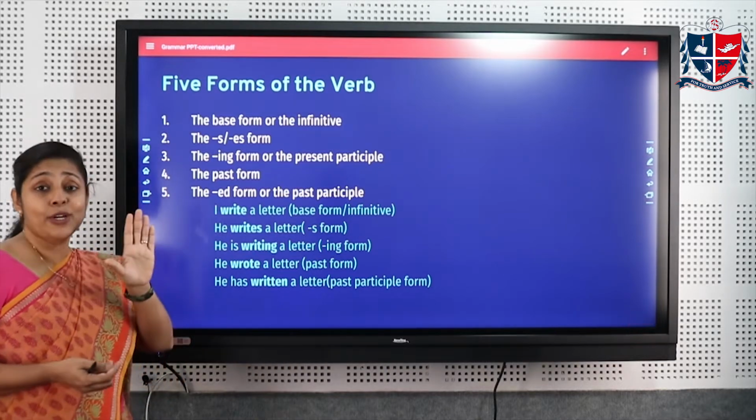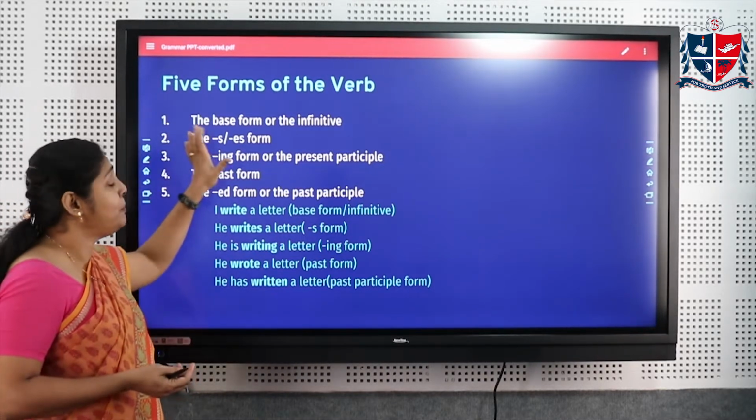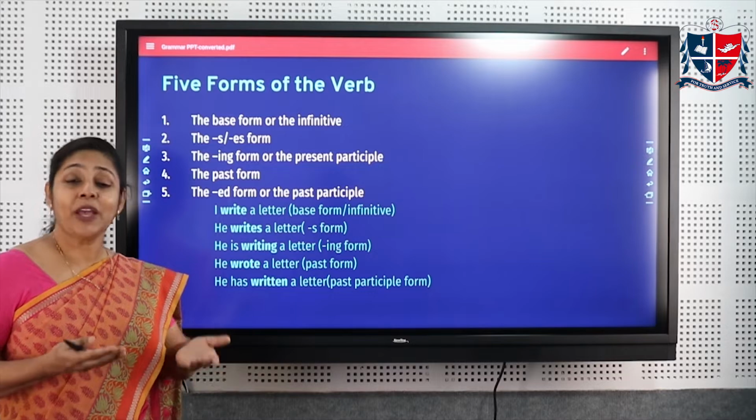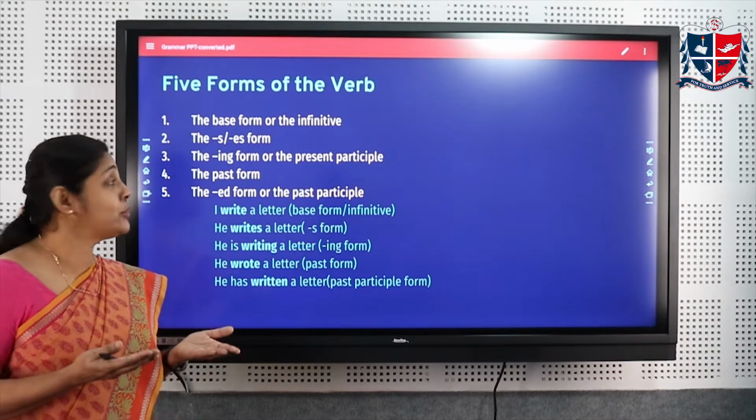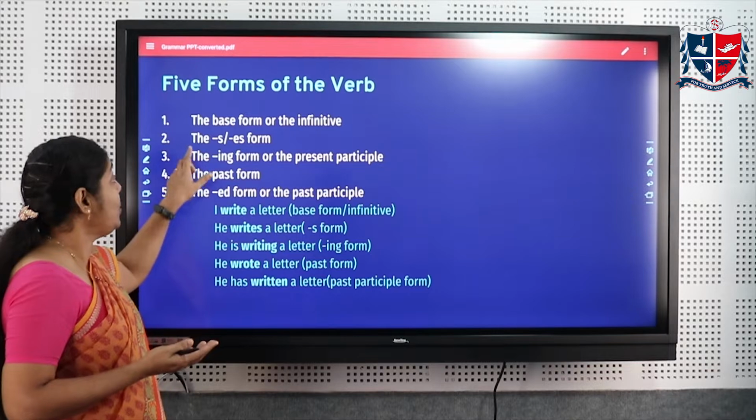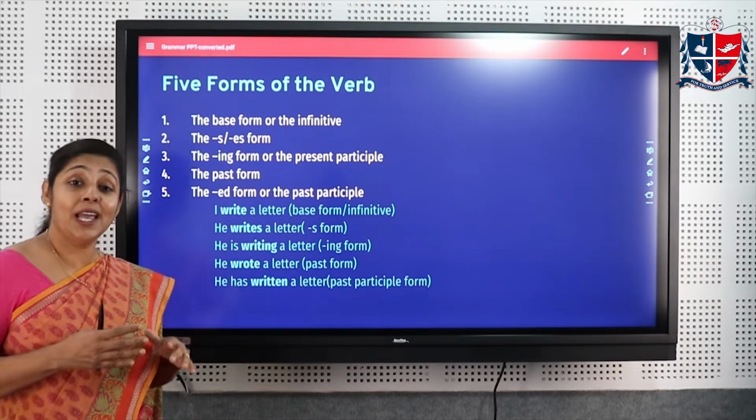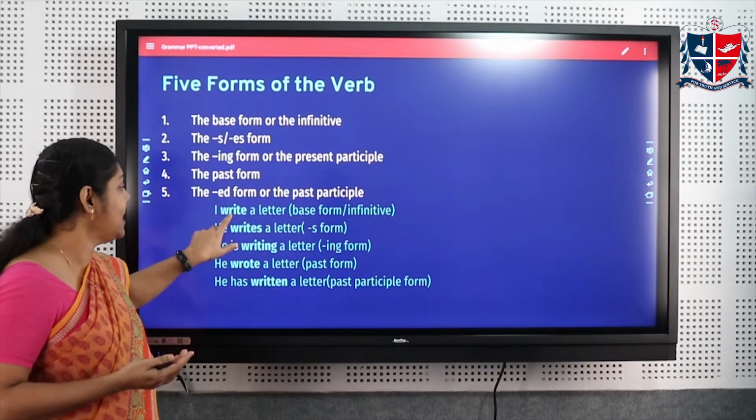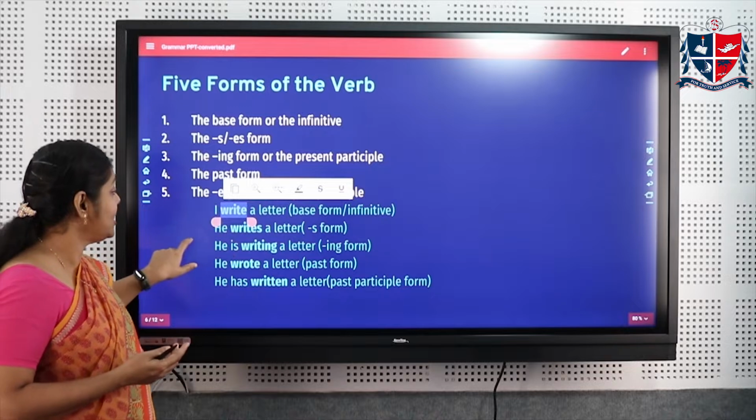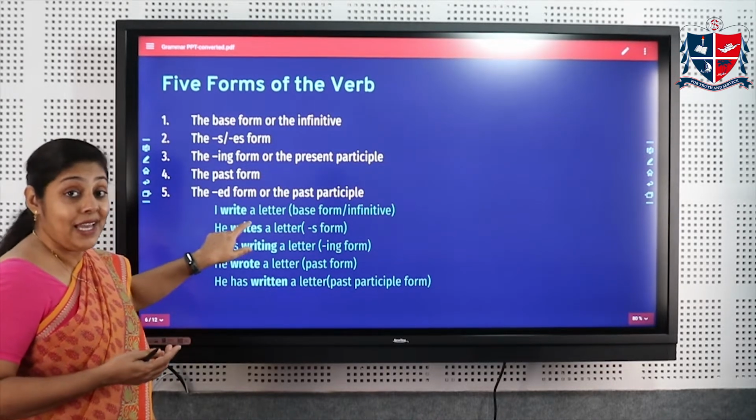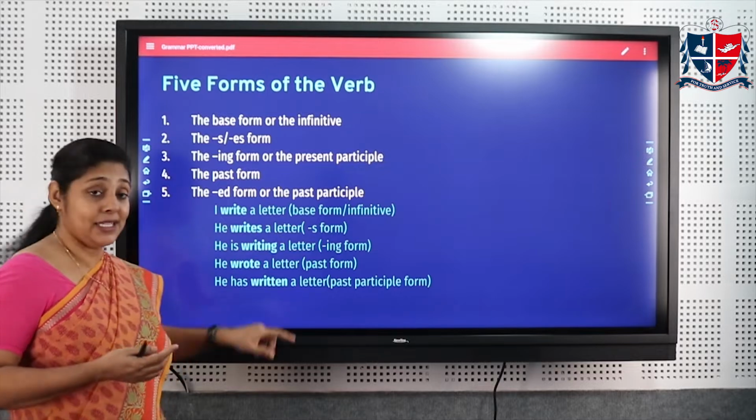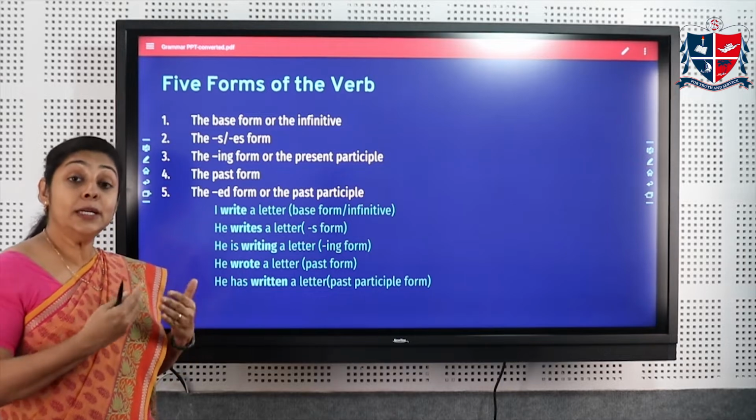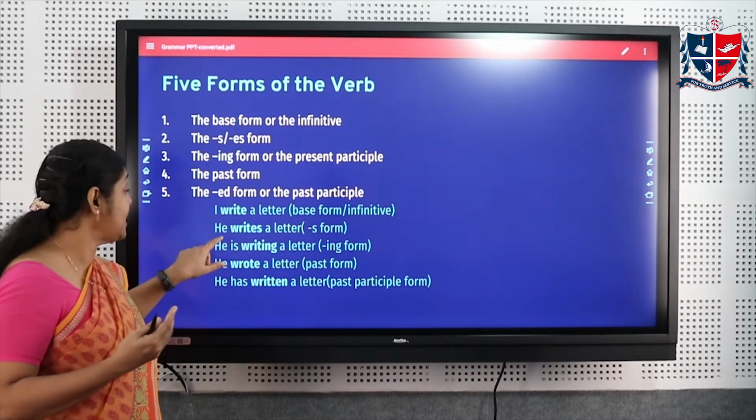Now, the verb has got 5 different forms, right? We have the base form of the verb or the infinitive. For example, you talk about write. Write is the base form of the verb. It is also called the bare infinitive. Now you have the S form or the ES form, which is the plural form, right? So, look at this. I write a letter. That is the base form. Write is the infinitive. Now you make derivations to this and you add S to it. So what happened? He writes a letter, right? So it is the S form. It shows the third person. Here it is the third person singular, right?